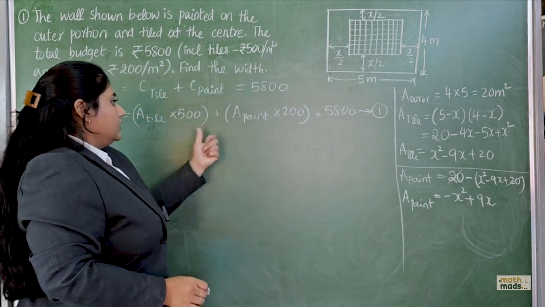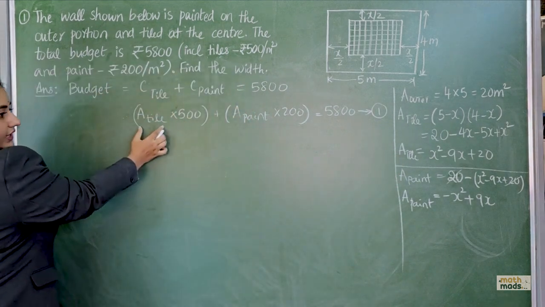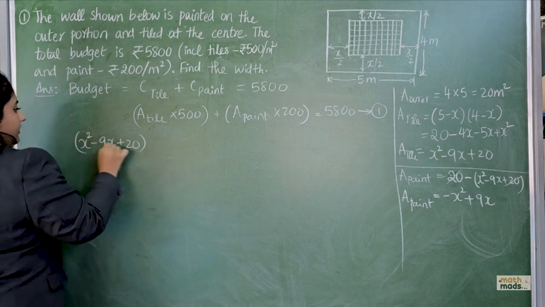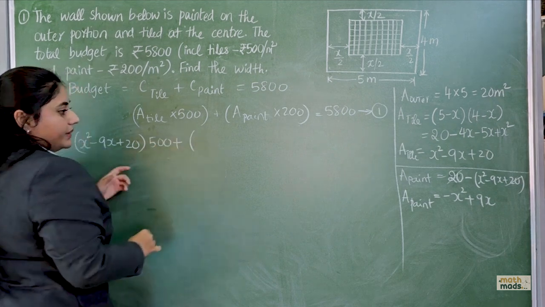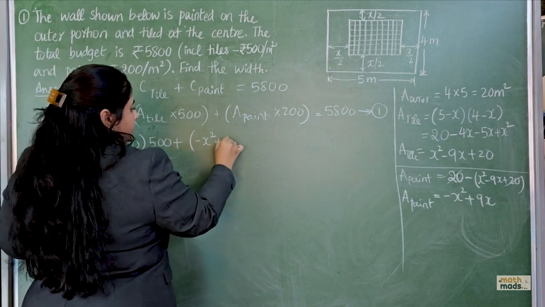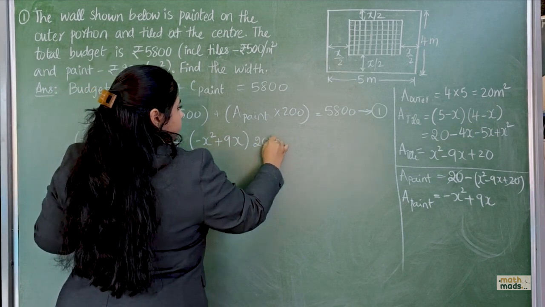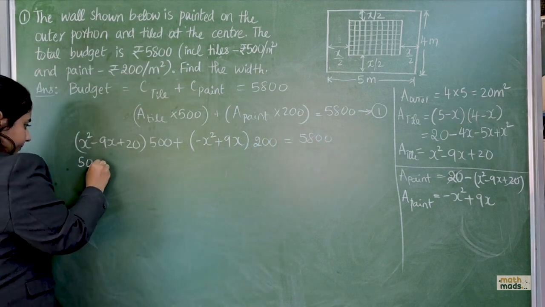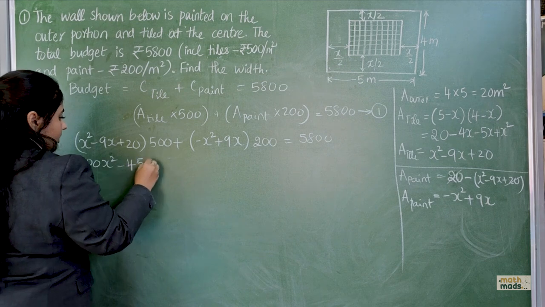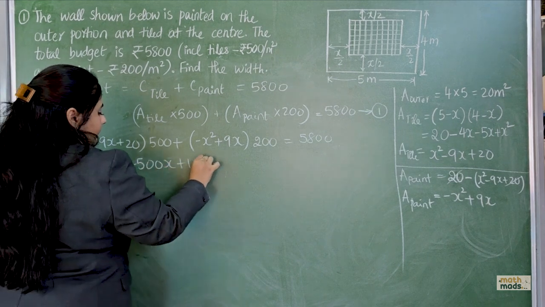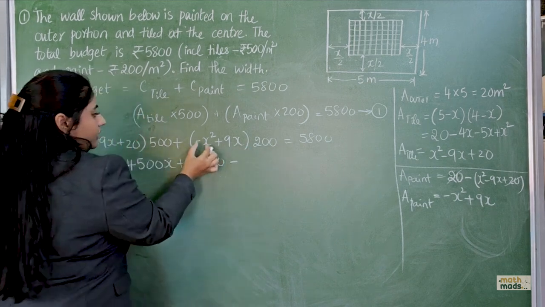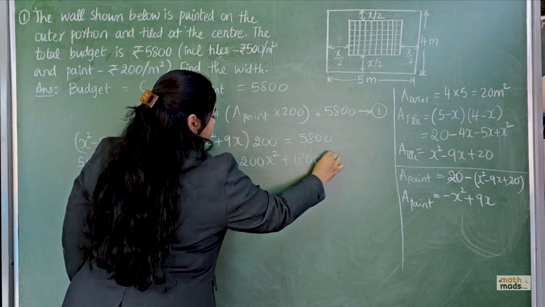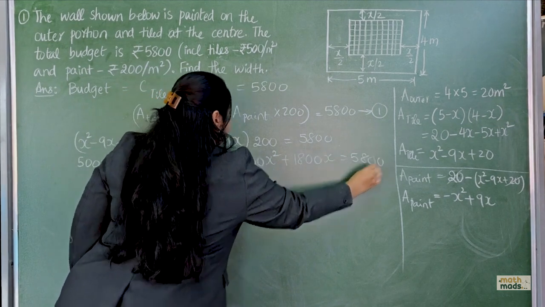Let me substitute these two in the equation that I have framed, equation number 1. So area where I am tiling is x square minus 9x plus 20 into 500 plus area where I am painting is minus x square plus 9x into 200. And what is this equal to? 5,800. So let me multiply here. 500 x square minus 4,500x plus 10,000. Here 200 into minus x square will give me minus 200x square plus 1,800x is equal to 5,800.